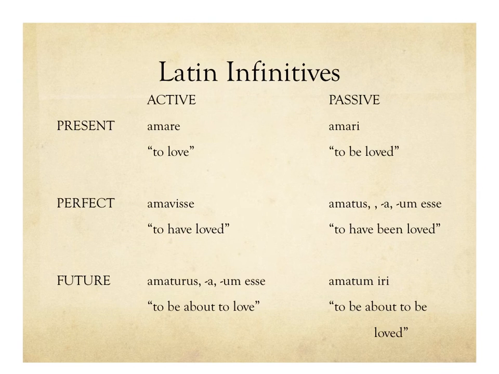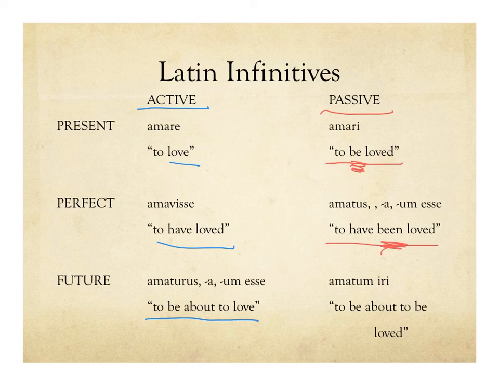Okay, well, let's take a look. Here they are in all their glory, right? So if we look at our active infinitives, you can see that we have to love in the present, to have loved in the perfect, and in the future, to be about to love, just as we've been translating our participles. In the passive, you can see that these get passive translations. Instead of to love, to be loved. Instead of to have loved, to have been loved. And instead of to be about to love, to be about to be loved.